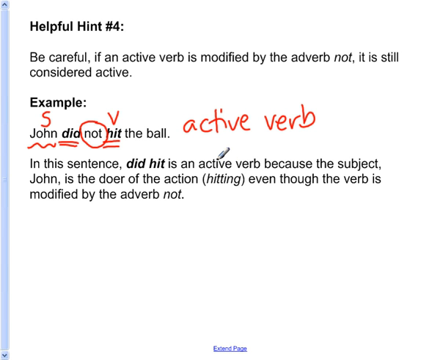Again, even though it says not, that John is not doing any hitting, let's forget about the adverb not in this case, and think about the fact that the action indicated by the verb is hitting. And again, we ask the question, is the subject doing the hitting? Yes, the subject is doing the hitting. So did not hit is considered an active verb. Did hit is considered an active verb, and not is an adverb.